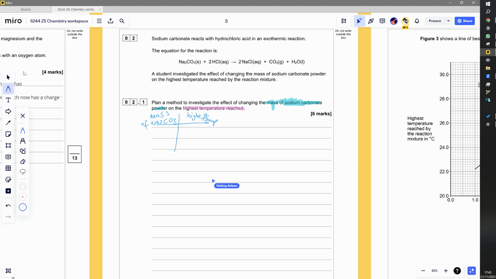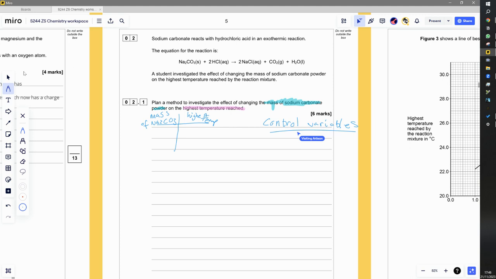What else do we want to say? We want to be talking about our control variables. All this stuff that I'm talking about right now is things that I could say which would get me marks without knowing anything about this experiment. Because it tells me that I'm measuring how this will affect that. So I'm changing this and I'm measuring that. So I now just need to think of what other things would affect the highest temperature reached. And I want to make sure I don't change those things.